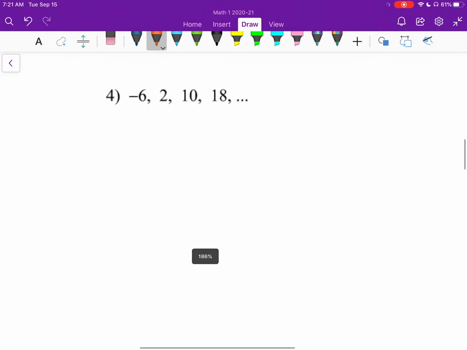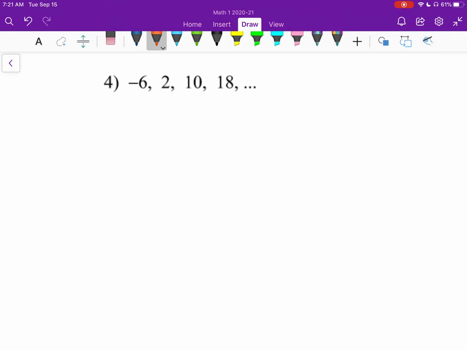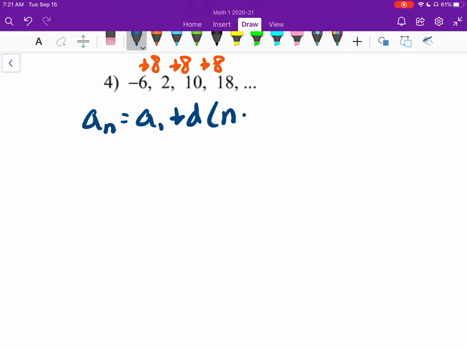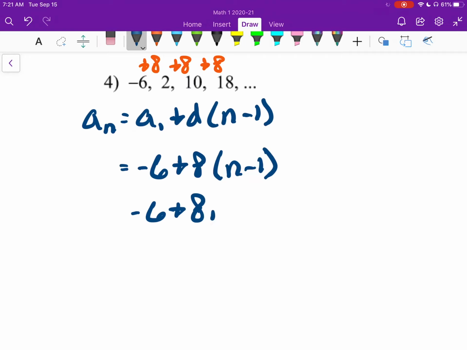All right, number 4. To get from -6 to 2, I added 8. 2 to 10, you add 8 again, and you add 8 again. So we have a sub n equals a sub 1 plus the common difference times n minus 1. Well, a sub 1 is the first term, that's -6. The common difference is +8, and then our n minus 1 stays the same. So -6 plus 8n minus 8. This gives me -14 plus 8n.